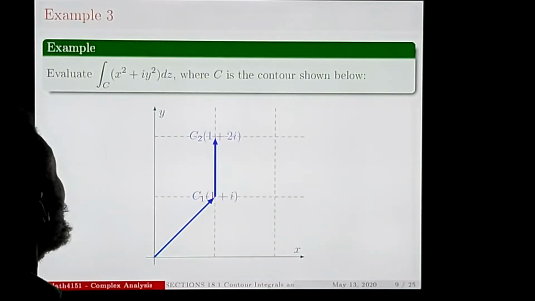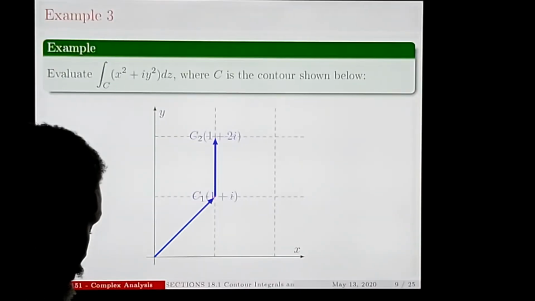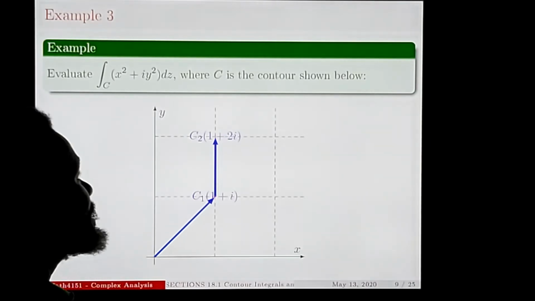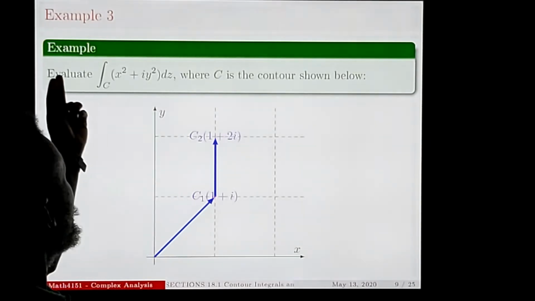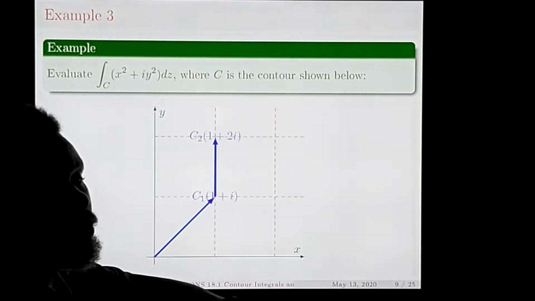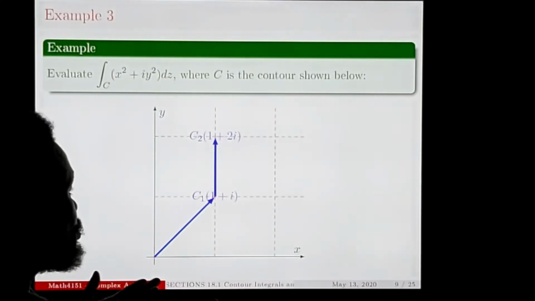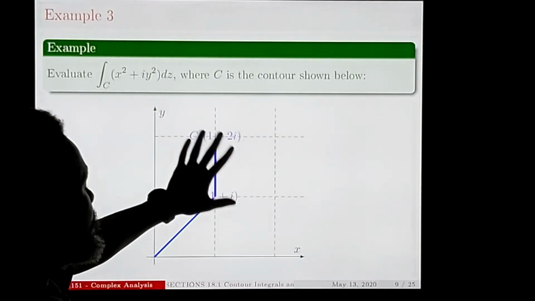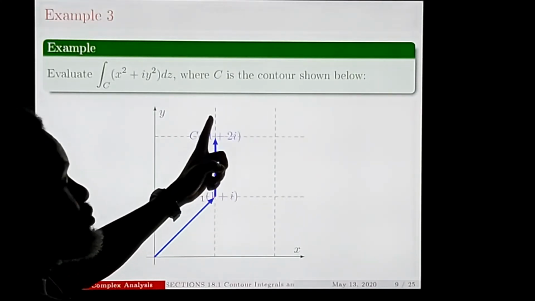Yes. Okay, example number 3. What does it say? This is a nice situation where we evaluate the integral, this one, where C is the contour shown below. In your book, it's exactly like this. Your contour is this, this is C. C is C1 union C2.